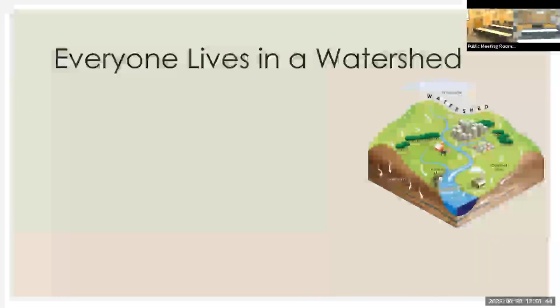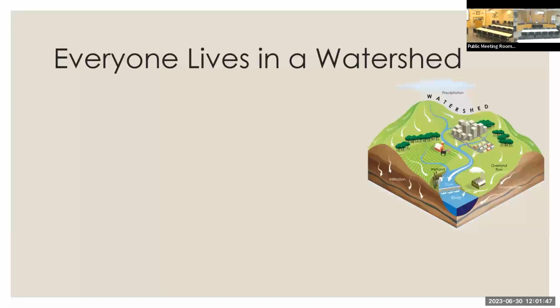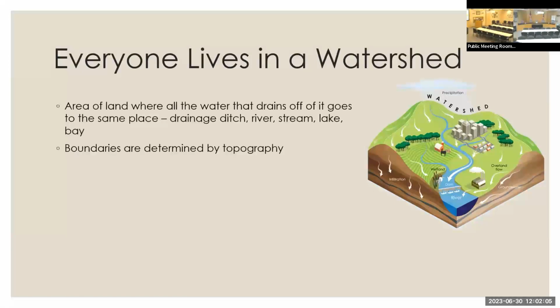Going through watersheds, the biggest thing to realize is that everyone in the world lives in a watershed. What happens here in Nevada when it rains is going to be different than what happens in the city of Ames. But basically, a watershed is an area of land where all the water drains. Whether it's underground water or surface water, all of it is going to a specific place, whether that's a drainage ditch, a river, or a lake. The boundaries of a watershed are determined by the topography of the land. If we have hills or mountains or slope, that's going to give us the outline of our watershed.